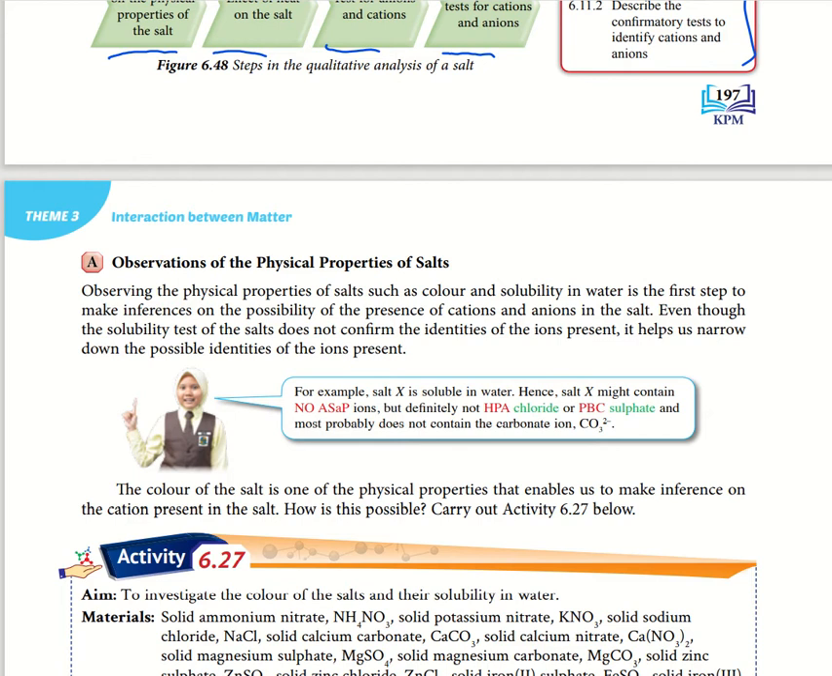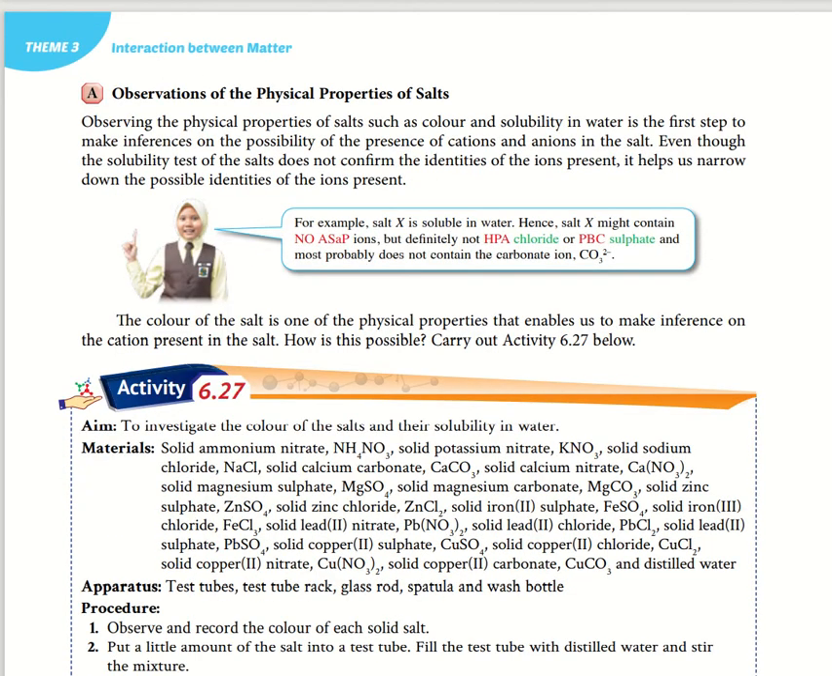The first step is observation on the physical properties of salt. This includes the solubility of salt in water. This one you have learned earlier, whether the salt is soluble or insoluble in water. And then the color of the salt. Let's say you are given a sample of salt. This is a packaged sample of salt. So the first step is you record the color.